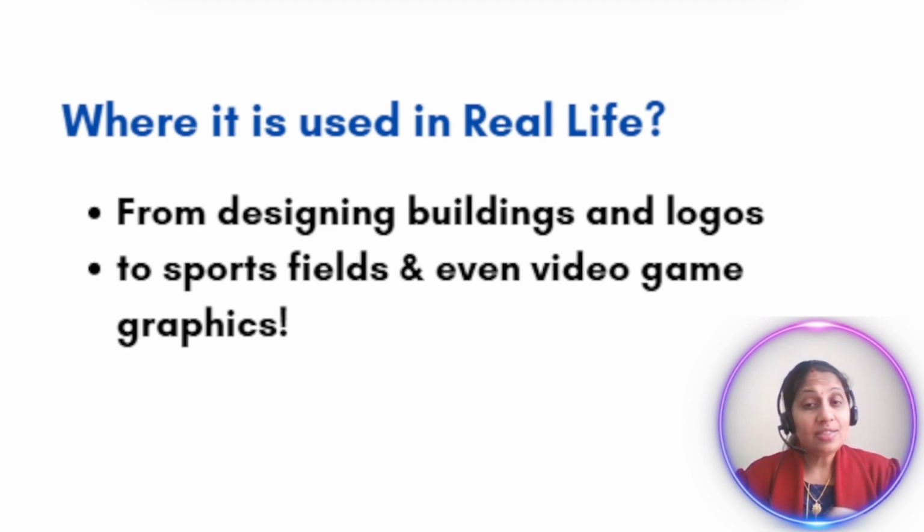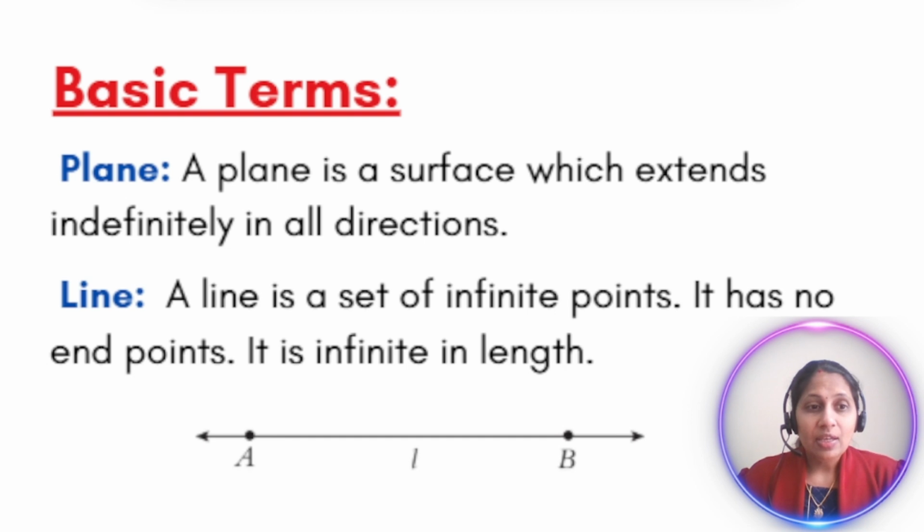Right? So let's begin with the basic terms involved in geometry. So the very first thing is a plane. What is meant by a plane? Plane is nothing but a surface which extends indefinitely in all directions. Okay, it's just a surface.